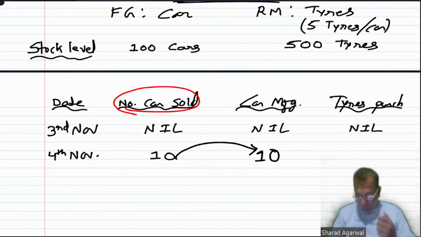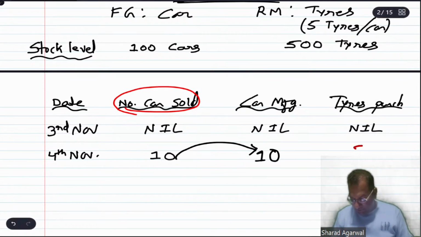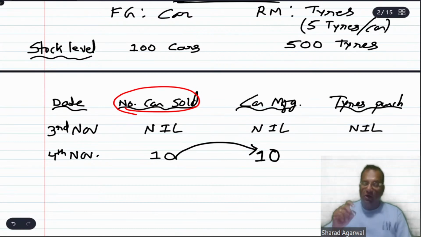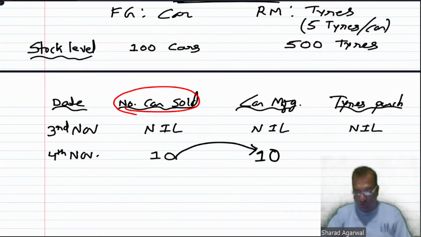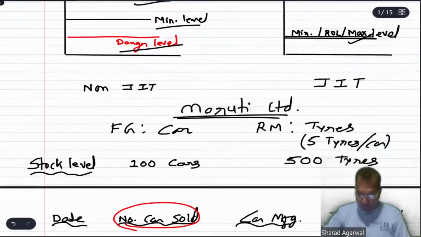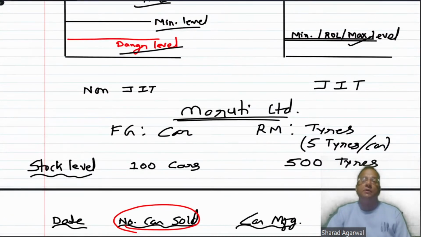Now ask yourself a question: whether tires need to be purchased, whether an order needs to be placed on 4th of November for tires, yes or no? Through this diagram, beta, please reply. We are already having 500 tires. Out of that 500 tires, 50 tires will be given to manufacture those 10 cars. Whether a fresh purchase order for tires is to be placed, yes or no?